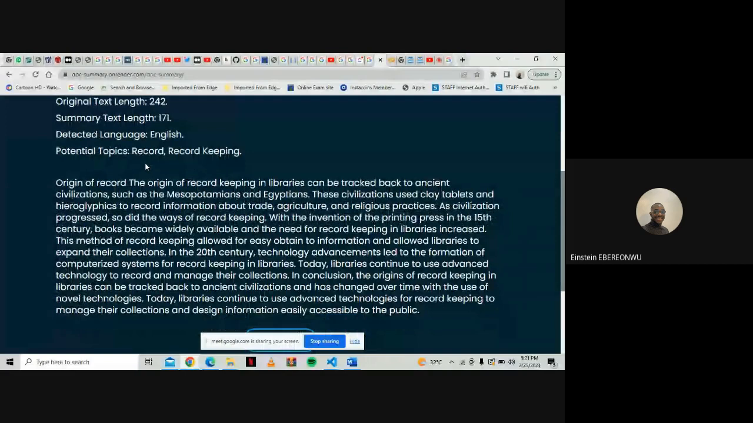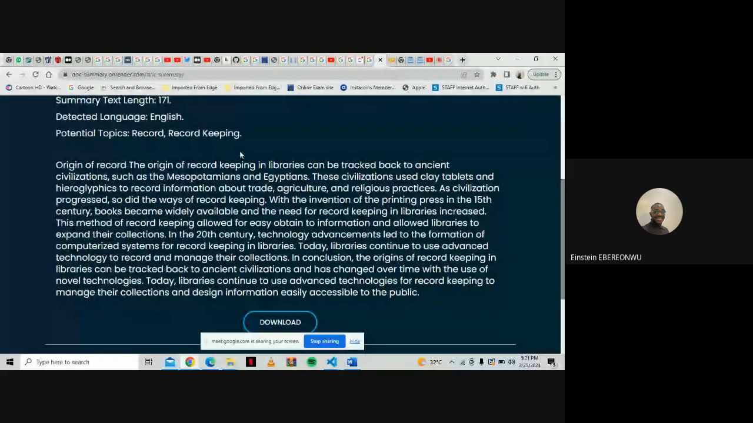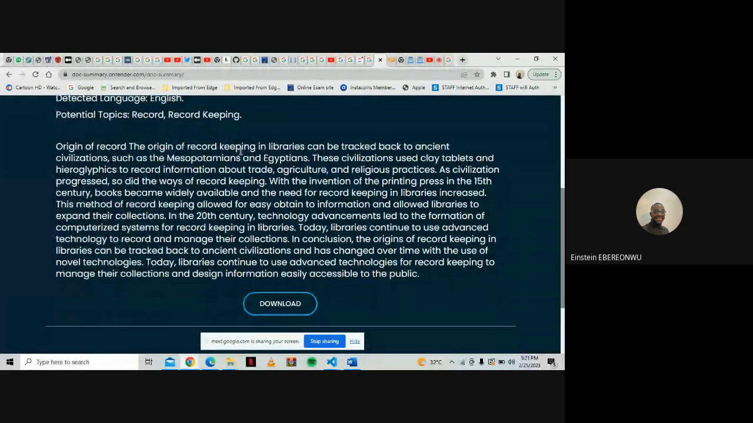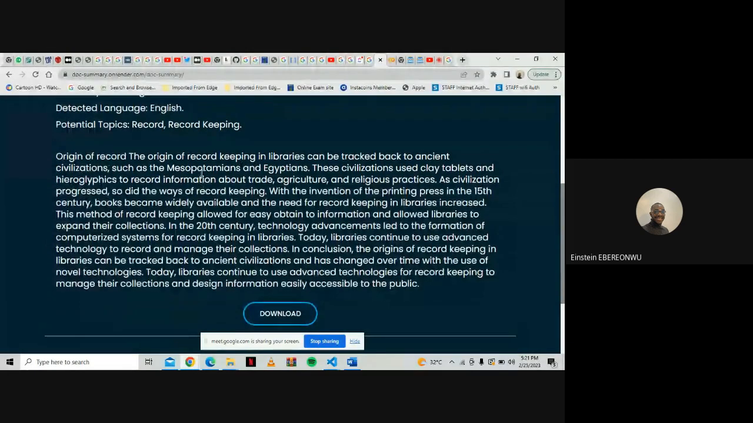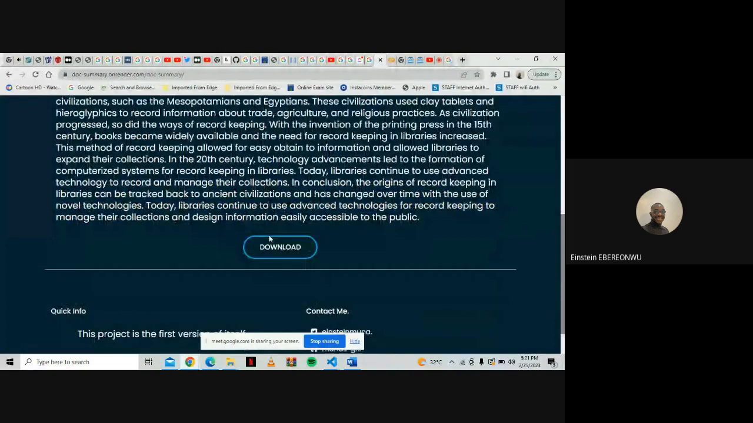Then potential topics is another aspect of ML, NLP, known as topic modeling, where you're able to tell the topic from a given piece of text. You're obviously going to look into that as well. We're going to give you a brief intro and provide materials you can use to read up more and then know how to do these things for yourself. This is the summary. You can download the summary.